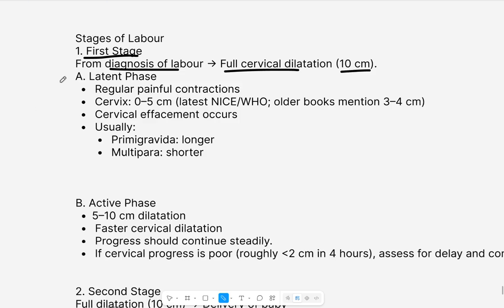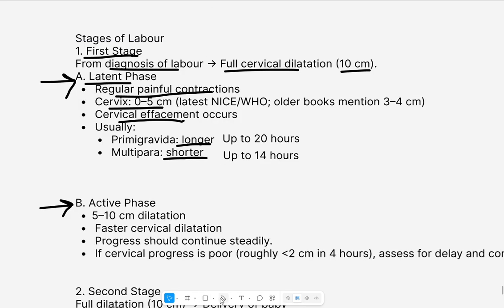Now, the first stage of labor has two further differentiations: the latent phase and the active phase. The latent phase has regular painful contractions, and the cervix effaces and dilates from 0 to 5 centimeters. Usually in the primigravida this is longer, but in the multipara it is shorter. In the primigravida this is usually up to 20 hours, and in the multipara usually up to 14 hours.